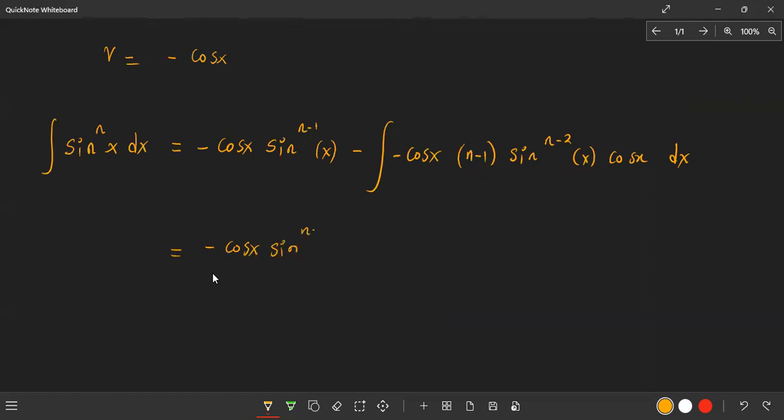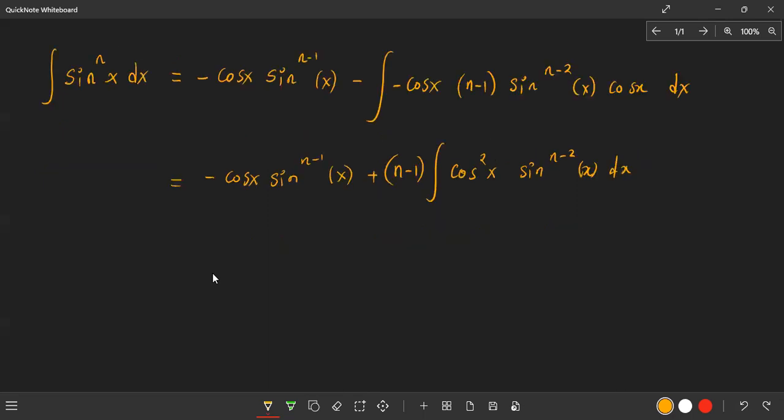Then here again, just like before, I'm going to factor out the constant. N minus 1 is a constant. And if you notice, this negative and this negative can be multiplied to get a positive value. So plus n minus 1, and then the integral. This cosine and this cosine end up as cos squared, isn't it? So cos squared x, and then you have sine n minus 2 x dx.